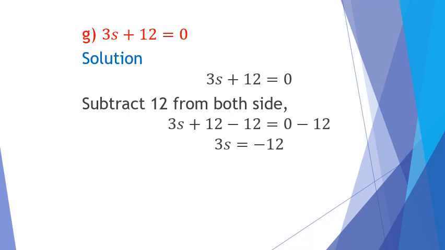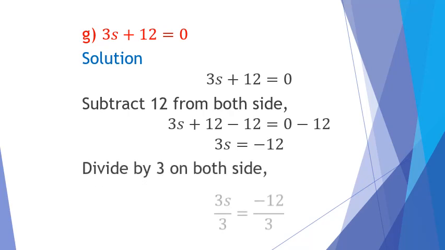Now we have to separate s. For that we have to divide by 3 on both sides. So we get 3s upon 3 equal to minus 12 upon 3. After cancelling, we get s equal to minus 4. So s equal to minus 4 is the solution.